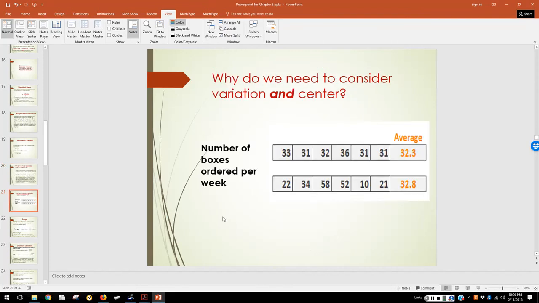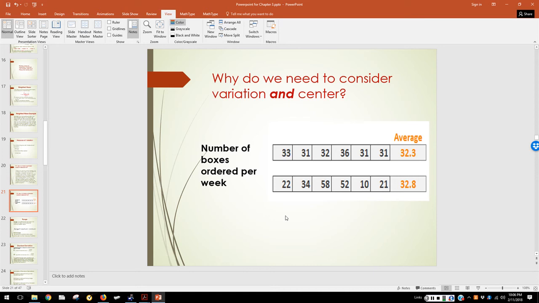However, here's the actual data. And what you notice here is that manager A, we'll call him or her, is pretty consistent. Their orders don't vary much each week. They're mostly in the 30s, which leads to the average of about 32.3.